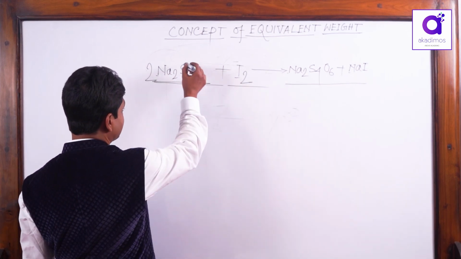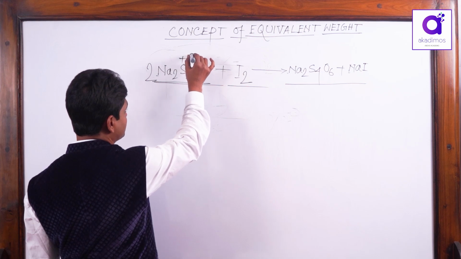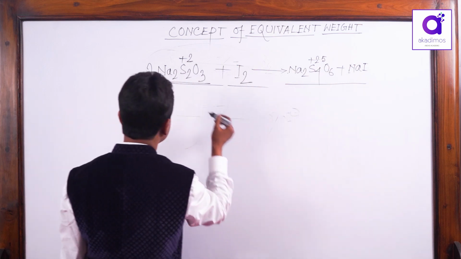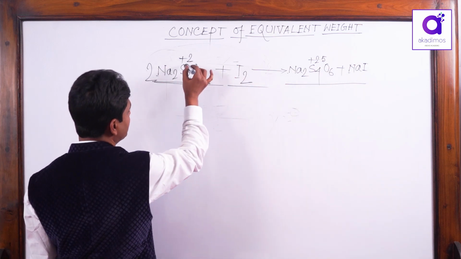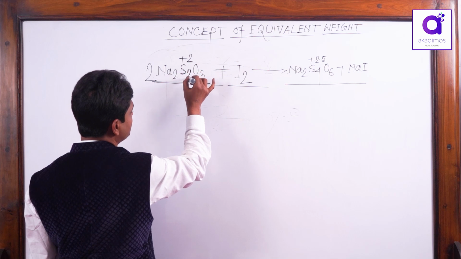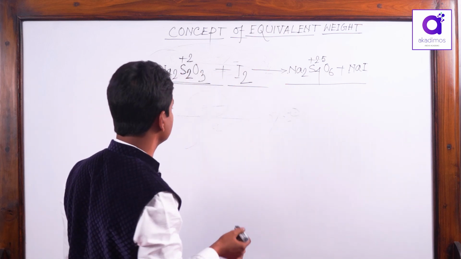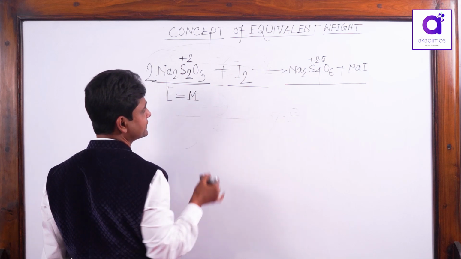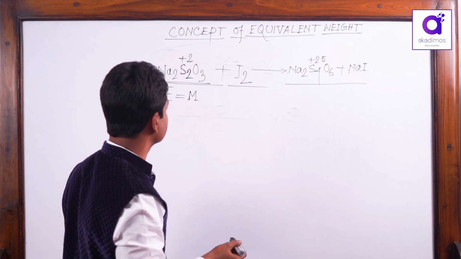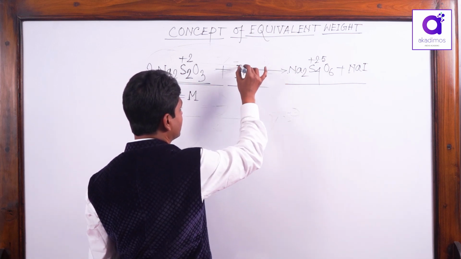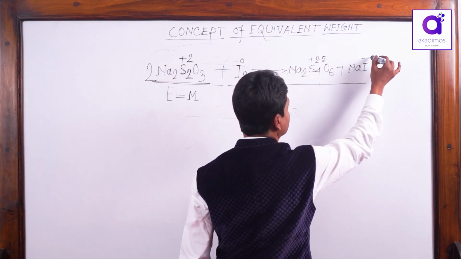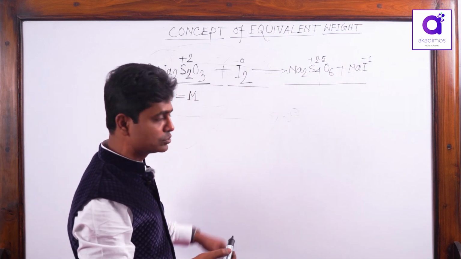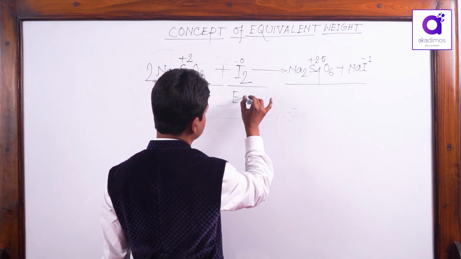Here see, the average oxidation number of sulfur is +2 on the left and +2.5 on the right. That means the oxidation number increases by 0.5 per sulfur atom. Since there are 2 sulfur atoms, 2 into 0.5 gives 1, so equivalent weight is equal to molecular weight, 1 mole electron. Iodine goes from 0 to -1, 1 electron transfer, but since I2 has 2 iodine atoms, E is equal to M by 2.